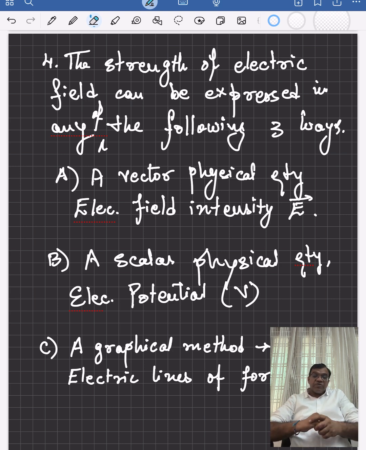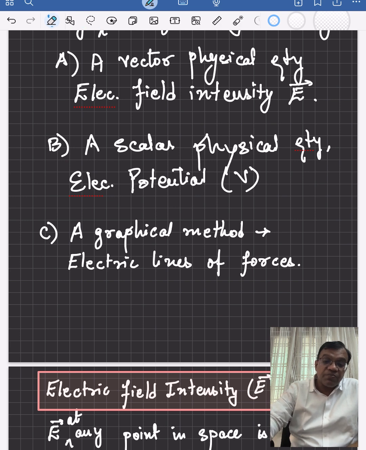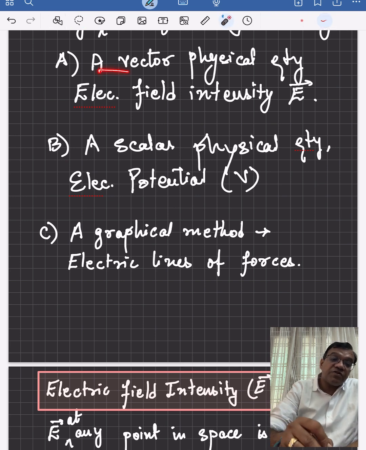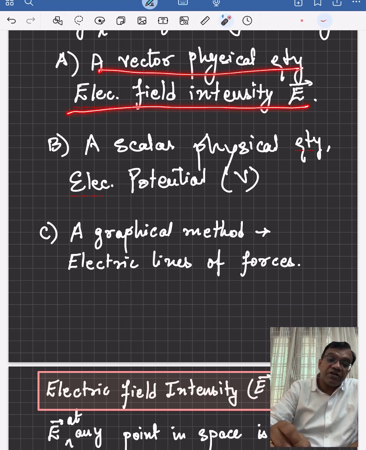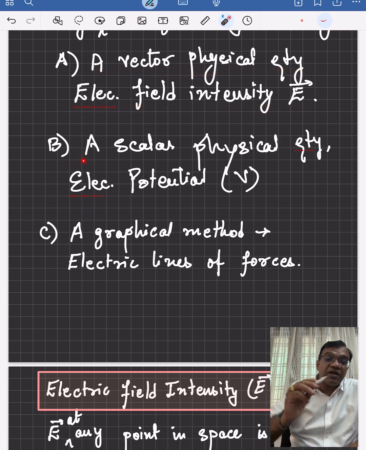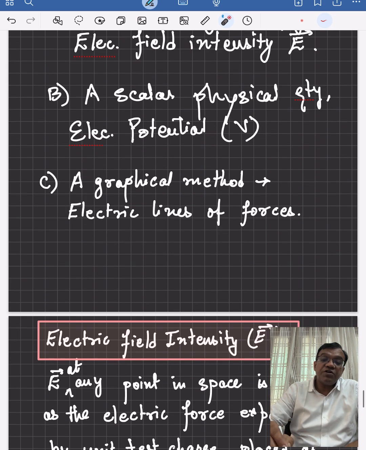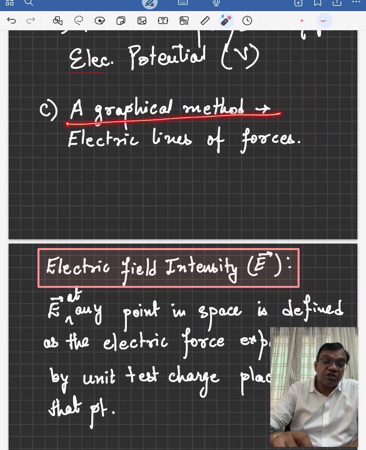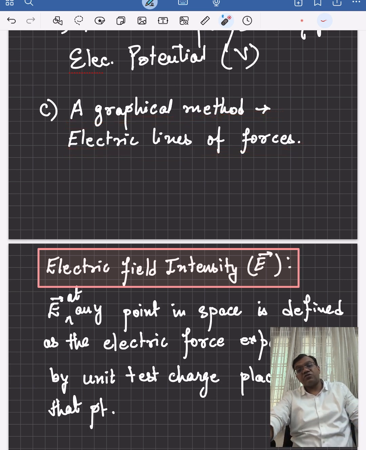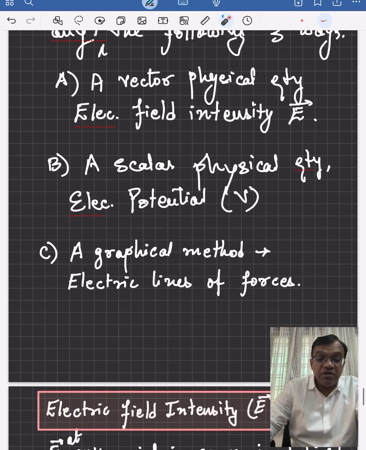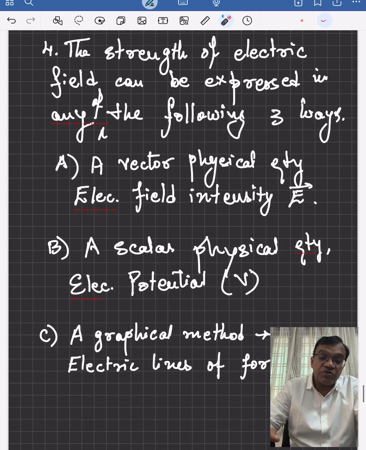The strength of the electric field can be expressed by three means. One is a vector physical quantity, which we call the electric field intensity. Second is a scalar physical quantity, which we call the electric potential. And third is a graphical, visualization way. We draw some lines, graphs, etc., which we call the electric lines of force.